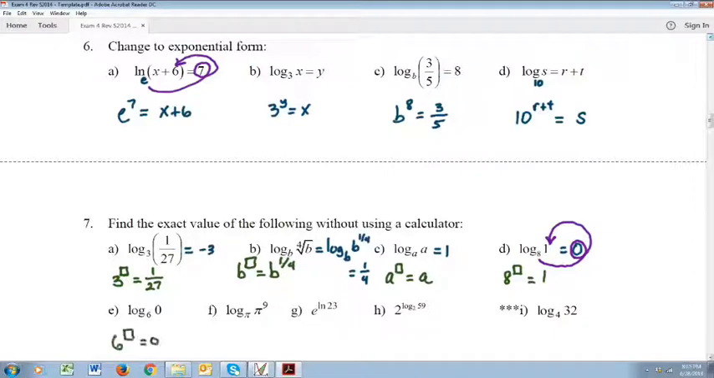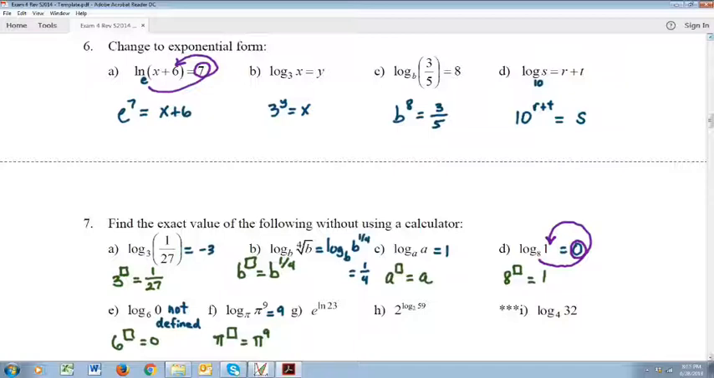All right, let's look at E. So 6 to the what power gives you 0? Or what exponent do you put on a base of 6 to get 0? Well, we should probably think back to what I said earlier. We can't take the log of 0 or a negative. And in fact, there is no exponent you could put on 6 and get 0. So this one is not defined. On letter F, we're looking for the exponent you put on a base of pi to get pi to the 9th. That would just be 9.